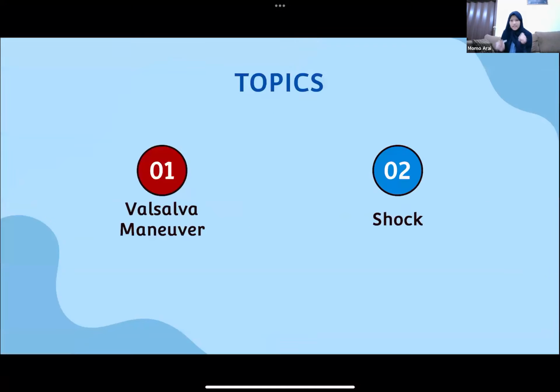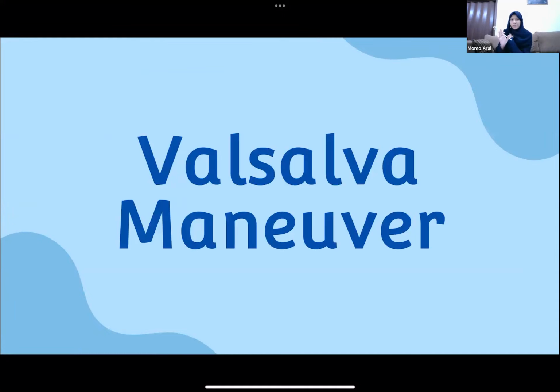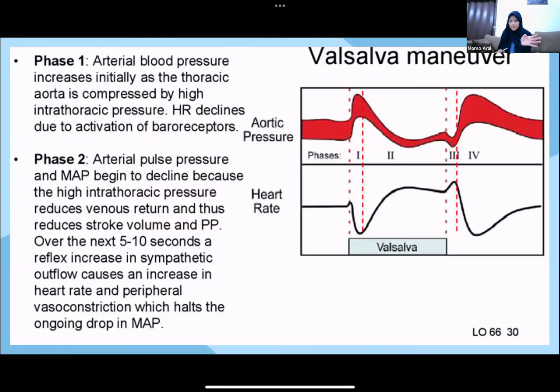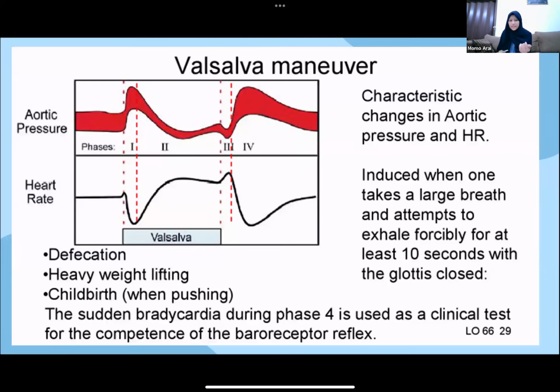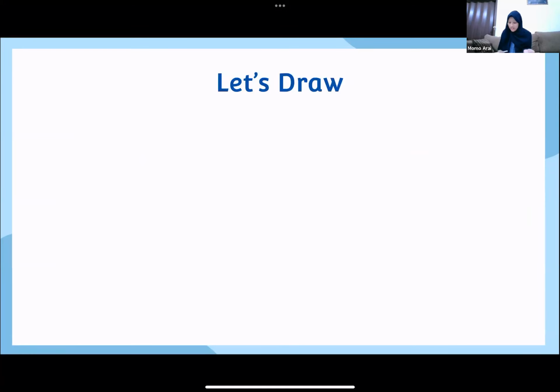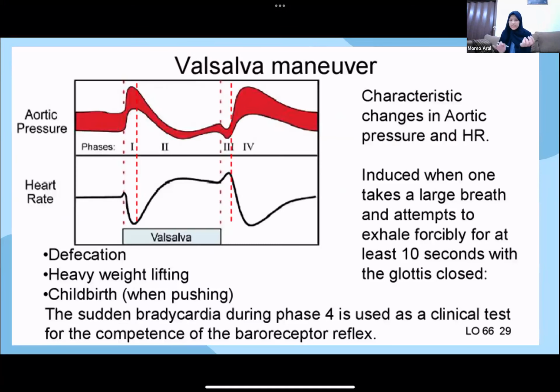Now moving on, we have two topics like I mentioned, Valsalva and shock. Valsalva is about changes that occur during a maneuver. I copied these slides from your lecture, but then I'll also draw it out for you so that it's easier. So first, do you guys know what a Valsalva maneuver is?